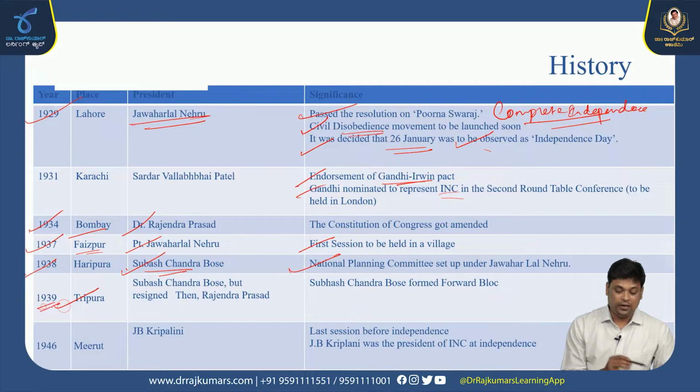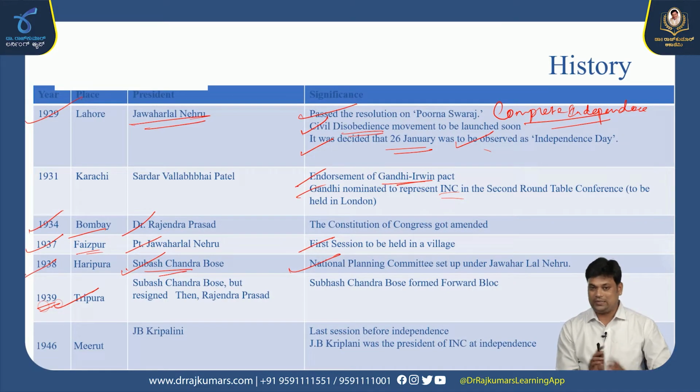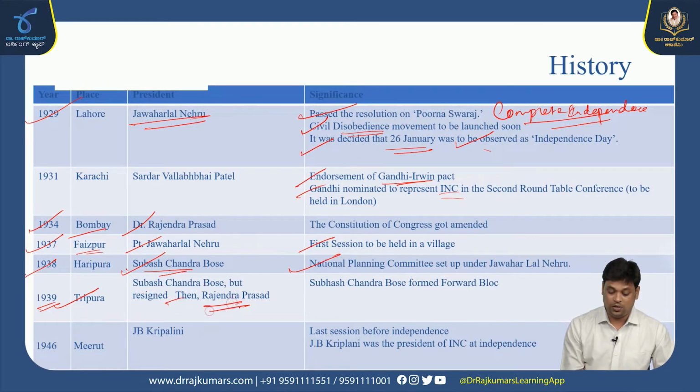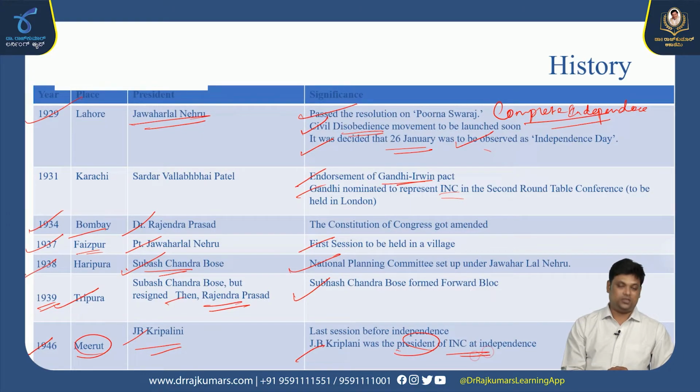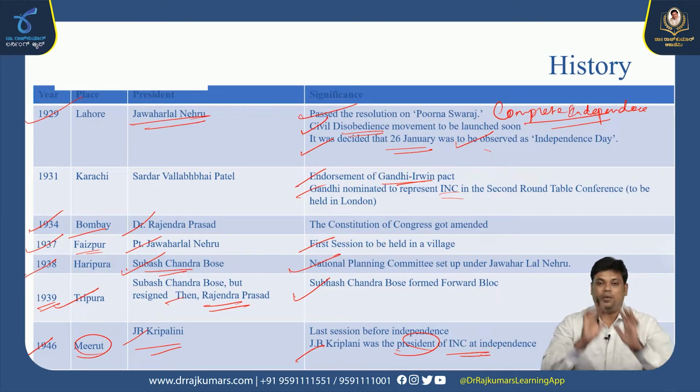Tripuri 1939, Subhash Chandra Bose was elected as president, but there was an ideological clash, so he resigned. Then Rajendra Prasad took the presidency. Subhash Chandra Bose came out and formed the Forward Bloc Party. 1946 Meerut, the last session before independence, by J. B. Kripalani, who was the president of the INC at the time of independence. So these are all the major Congress sessions.